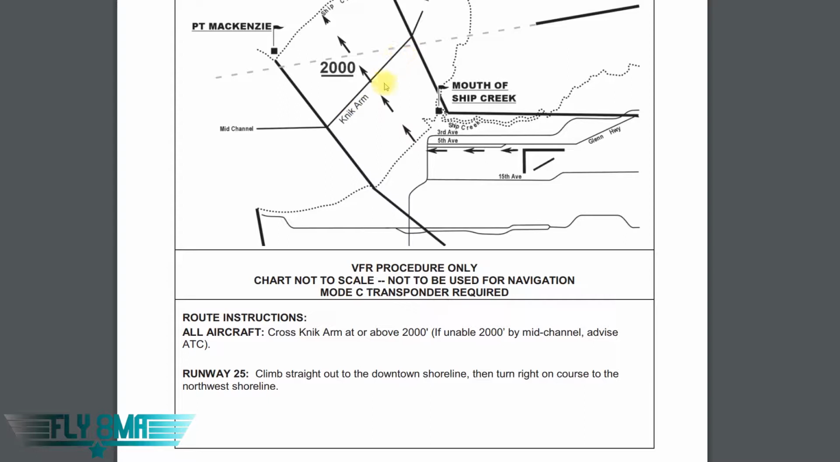They want you to be 2,000 feet absolutely by mid-channel. If you can't do that, let them know. So you don't have to be 2,000 feet here, but you need to be reasonably expecting to make it, and don't let them know mid-channel that, hey, by the way, I'm only at 1,200 feet. Try to let them know a little sooner if you know you're not going to make that 2,000 feet by mid-channel. As soon as you realize it, go ahead and let them know.